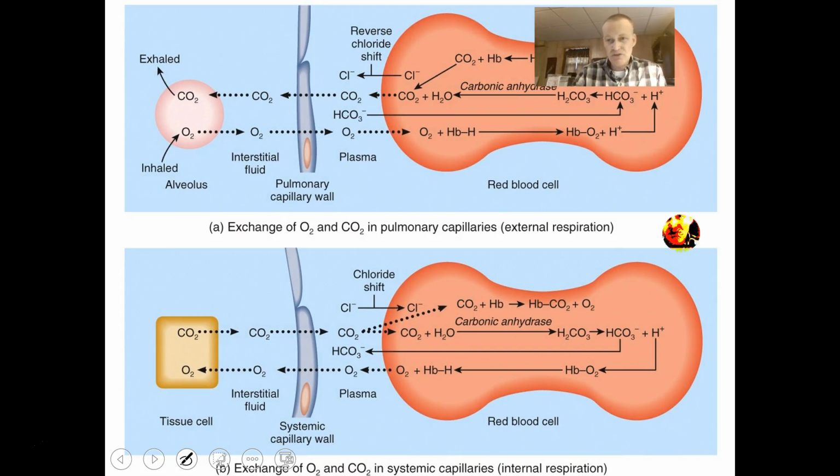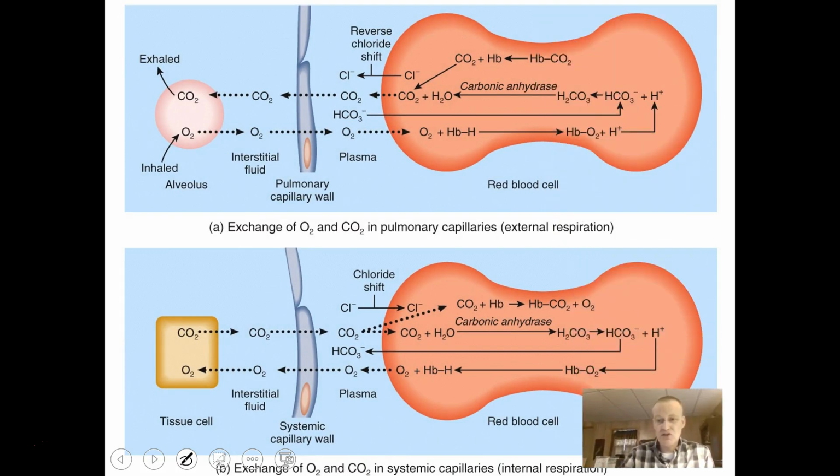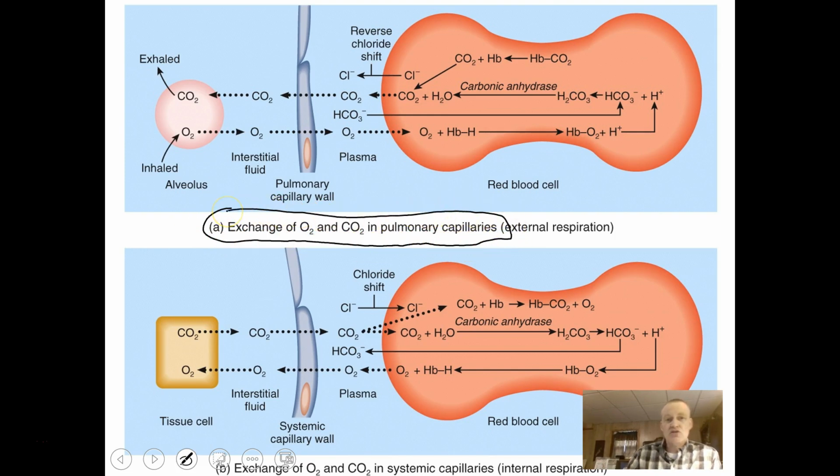Okay, now this picture puts it all together, and it's a pretty sophisticated picture. So let's take one little step at a time. Let's look at the top one. What this is showing you is the exchange of carbon dioxide and oxygen in the pulmonary capillaries. This is the respiratory membrane right here, and this is how the gases are moving.